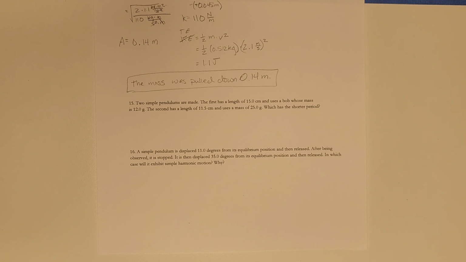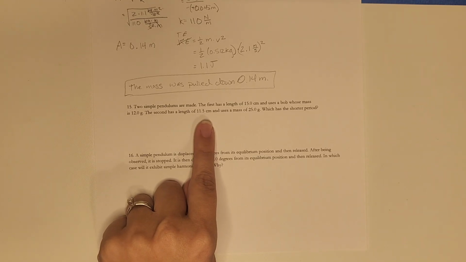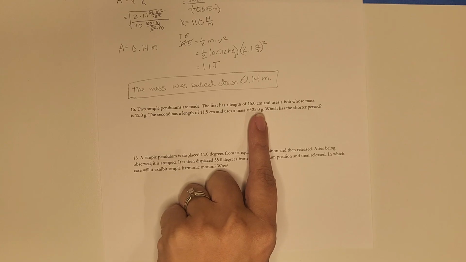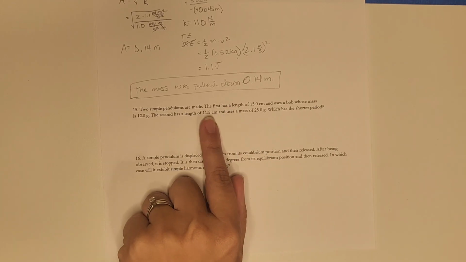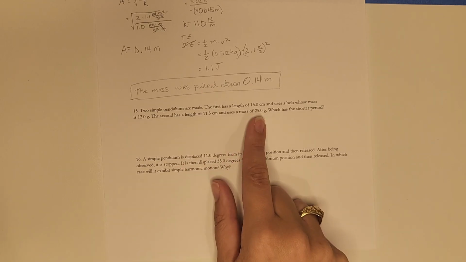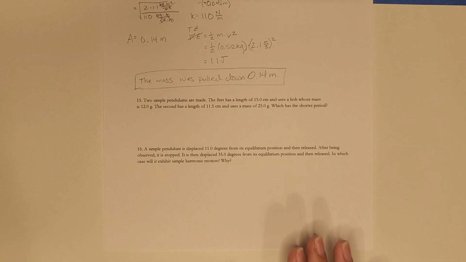And the answer here is that it's going to be the second pendulum, because it has the shorter length, 11.5 centimeters versus 15.0 centimeters. The length is what is important with the period of a pendulum. And the mass is actually completely irrelevant. This was just a little extra information that we didn't need.